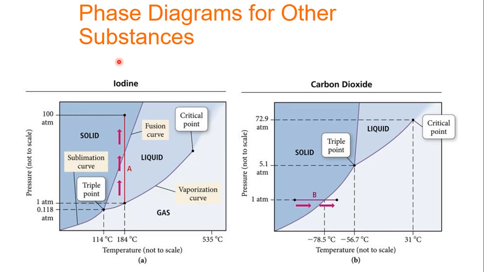And all substances have a phase diagram, and these substances will also have your triple point and your critical point, your fusion curve, your sublimation curve, and your vaporization curve. So it's not so much that you need to memorize a specific chart, but you need to learn how to read these charts and how to navigate through these charts.